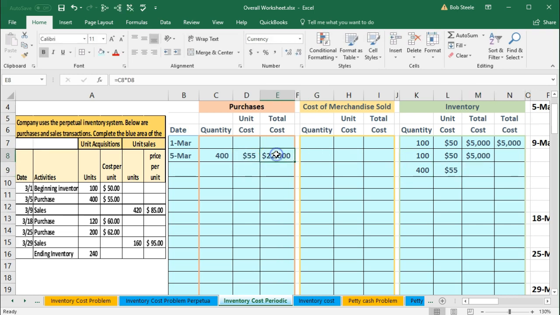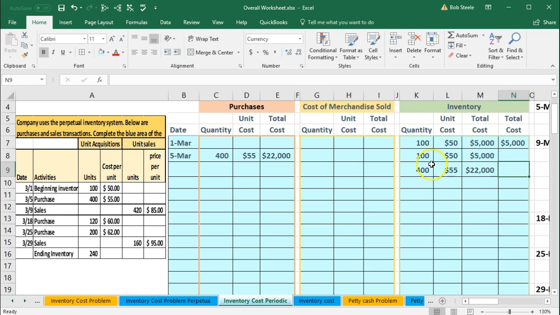And then we could pull over that 22 or recalculate it. I would prefer to recalculate it. So we're going to say equals the 400 times that 55. So K9 times asterisk L9 and tab. So there we have that.